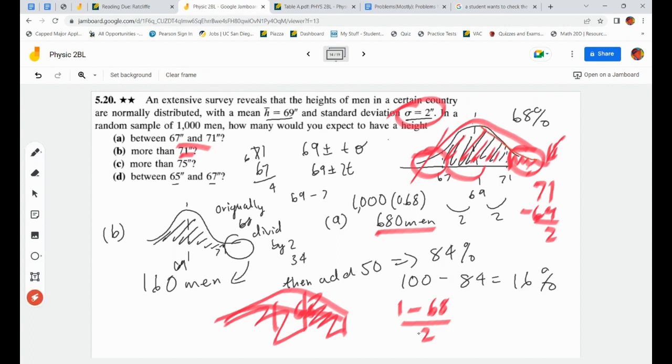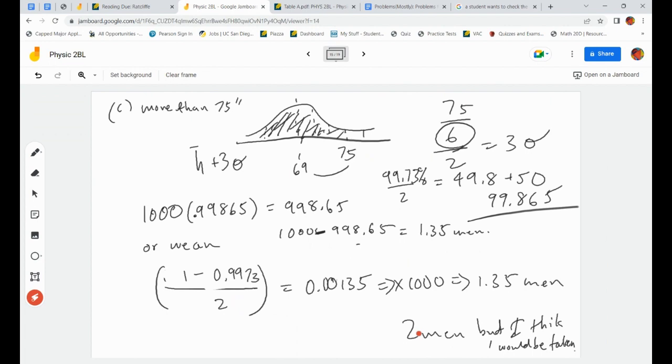I'm basically saying this whole thing is 1, so I add that, and then I get rid of the 68 with this over here. There should be a point over here. And then I divide by 2, because there's 2 over here, I get rid of 1 to get the other side. Or you could do 68 divided by 2 plus 50 and then minus 100, because that's how you get 84, 16. Either way, you get 16%. And this method is the same thing.